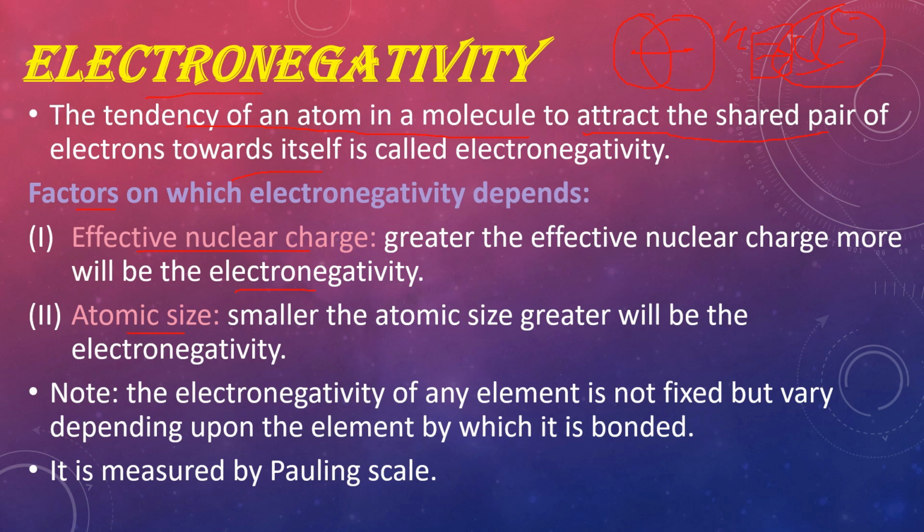Next is atomic size. The smaller the atomic size, the more the electronegativity, because the distance between the nucleus and the bonded electron is less, hence it is attracted by the nucleus with greater force. Now one thing should be noted here, that the electronegativity of an element is not fixed, but varies depending upon the element by which it is bonded, and it is measured by the Pauling scale.